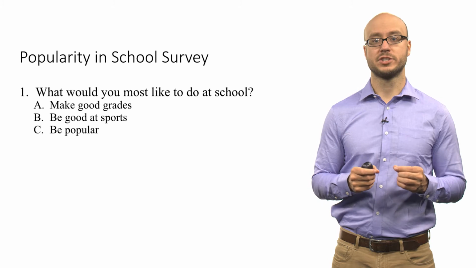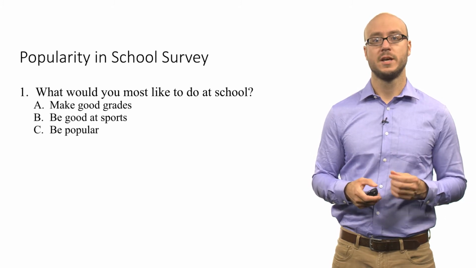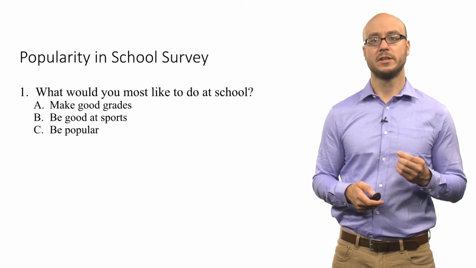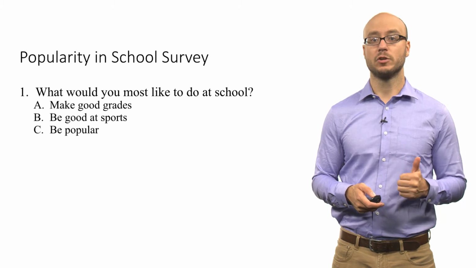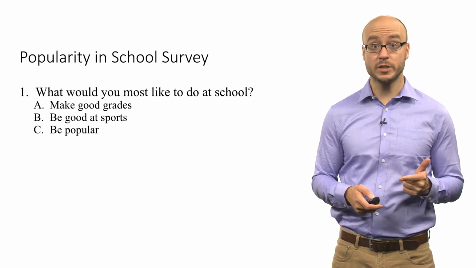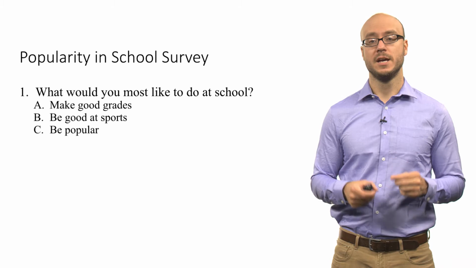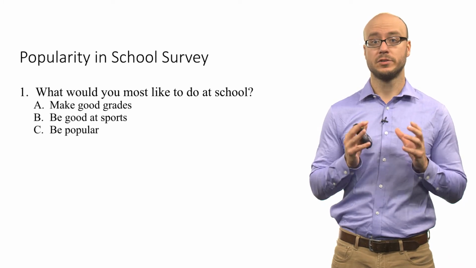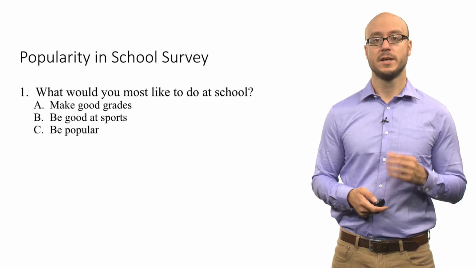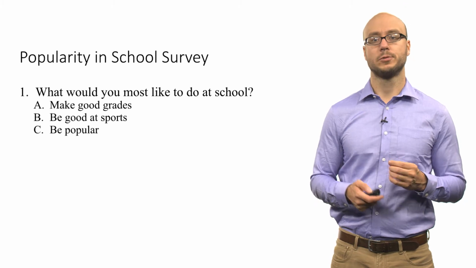This is an actual survey that was administered by social psychologists. This first question has to do with students' goals. The question is, what would you most like to do at school? A, make good grades, B, be good at sports, or C, be popular. This was actually given to a sample of children in an elementary school.